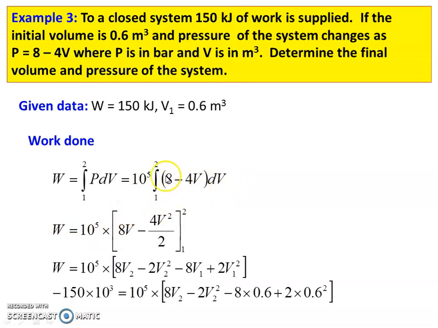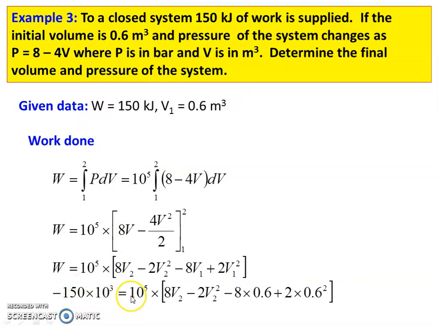10⁵ is a constant. Integrating 8 − 4V gives 8V − 4V²/2 from limit 1 to 2. So 10⁵ as it is, 8V² − 2V² because 4/2 is 2V², minus 8V1 + 2V1². So work done equal to 150 kJ; it is done on the system, so minus value.